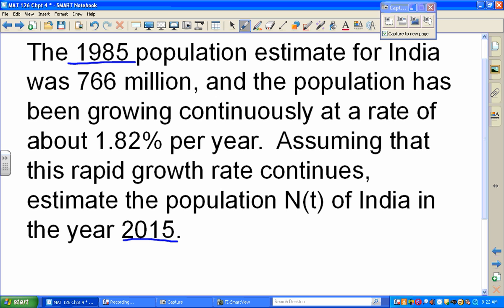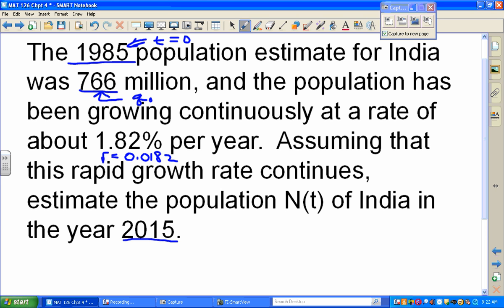All right, so anyway, you're starting in 1985, and the population was 766. Remember, I said that's when T equals 0. So 1985, T equals 0. And this is your beginning amount, Q of 0. I never use Q except for this problem, except for this book, except for this section. Growing continuously at a rate of 1.82%. Very good. So R equals 0.0182.